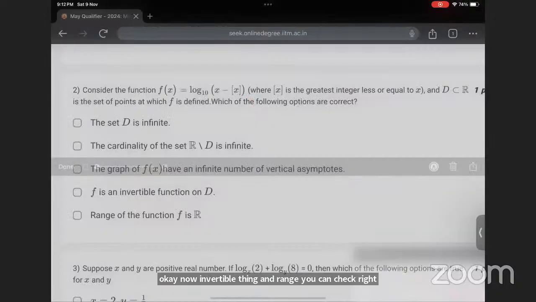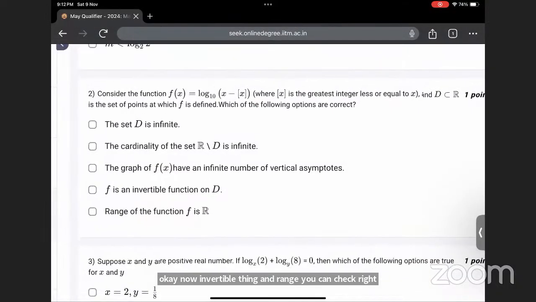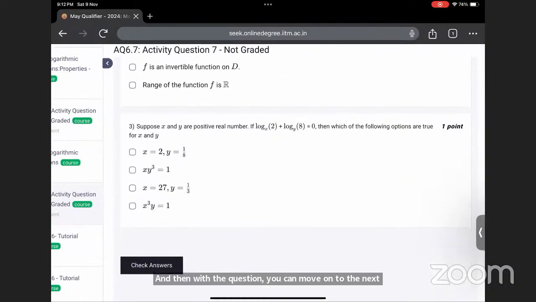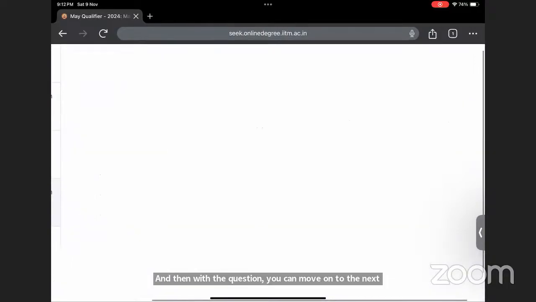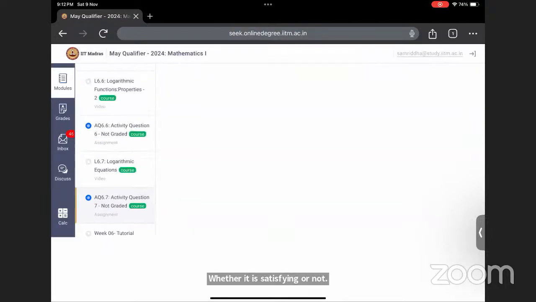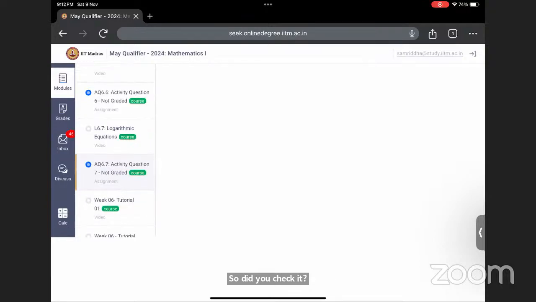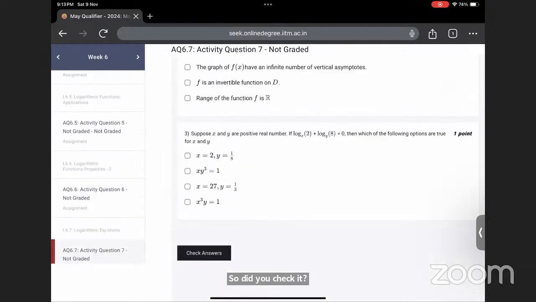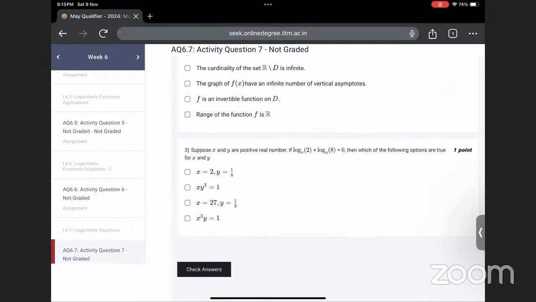Yes, ma'am. Done with the question, you can move on to the next question. Third question. You have to check each option, whether it is satisfying or not. Did you check? Yes, ma'am, then I got the answer. I was thinking, how do you do it without checking options? No, you have to check all the options actually. Okay, not required, ma'am. I thought there was some sort of mathematical way.